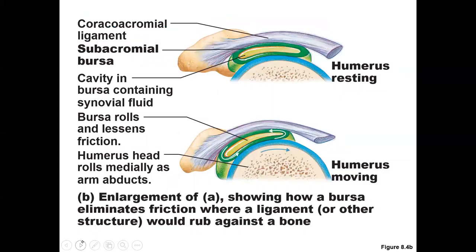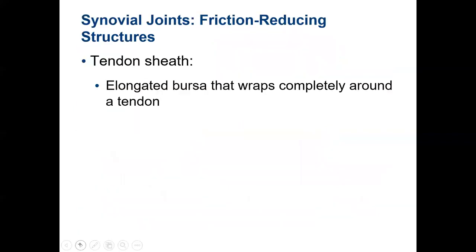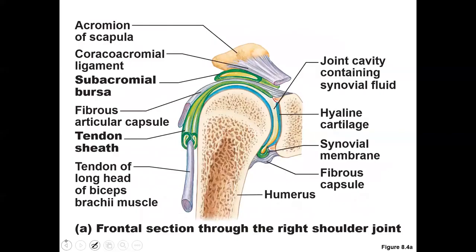Here's what's called a subacromial bursa, so that when the shoulder rotates, that ball bearing of fluid rotates as well and rolls between there and prevents the head of the humerus from rubbing on that tendon. A tendon sheath is the same principle, which is really long and wrapped around the tendon like so. Here's the tendon sheath around the long head of the biceps tendon.